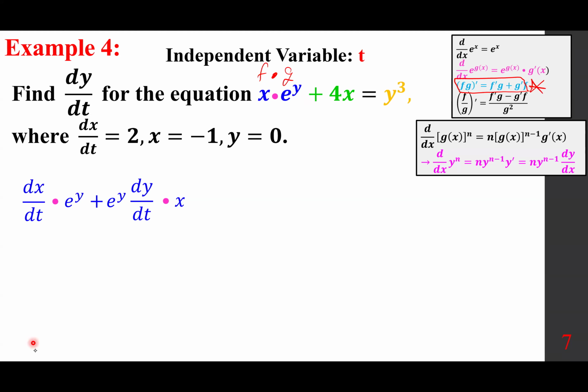So what we are looking at here is f prime g plus g prime f, and 4x for dx plus 4 dx dt, y cubed. The derivative of y to the power of n is n y to the power of n minus 1 y prime, or n y to the power of n minus 1 dy dx. In this case it would be dy dt. So 3y squared dy dx changes to dy dt because t is the independent variable.